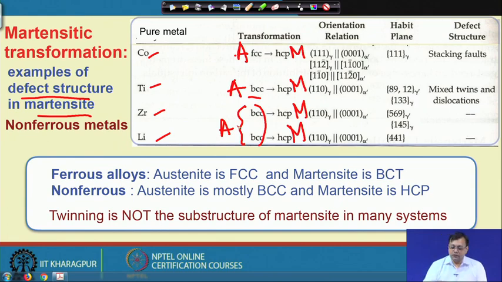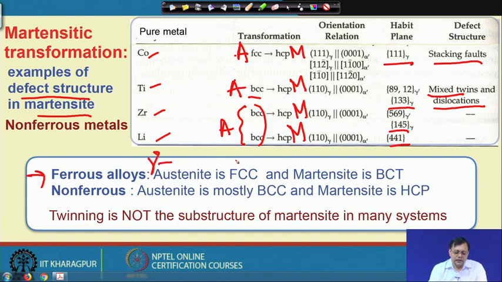Now, the habit plane will vary for different systems, where some stacking faults, mixed twins and dislocations also form. So, if I look at the whole literature and various investigations people have performed so far, we mostly see that in the case of ferrous alloys, since it is a gamma austenite phase, it has an FCC crystal structure, and martensite in the case of carbon containing ferrous alloys is body center tetragonal.